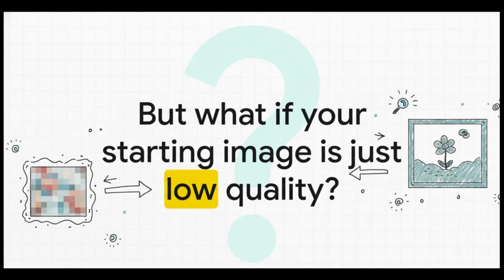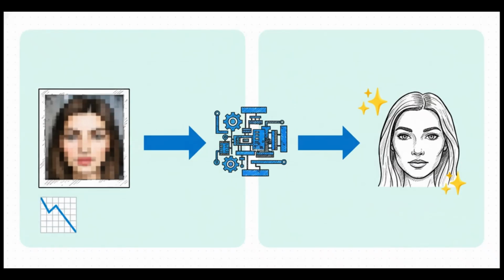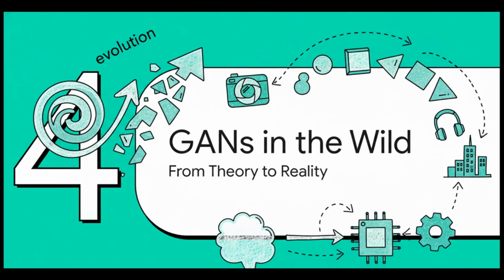Okay, so LAPGANs are fantastic for creating things from scratch, but that leads to a different kind of problem. What if you already have a picture, but it's tiny, or blurry, or it's super pixelated? And that's exactly where the super resolution GAN, or SRGAN, comes in to save the day. Its entire purpose in life is to take a low-quality image and intelligently dream up the missing details to make it look sharp and realistic. It's basically like an AI photo restoration artist that can take a blurry old photo and make it look like it was taken yesterday.